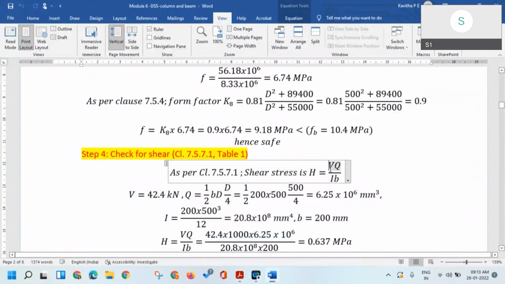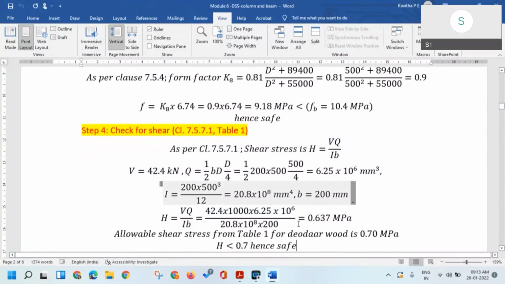I'm calculating H is equal to VQ by IB. V is the shear force value, which we have already calculated at the beginning as 42.4 kilonewton. Then Q is half of B into D by 4, so Q value is 6.25 into 10 raised to 6. Now the I value is BD cube by 12, that is 200 into 500 cube by 12, and B value is 200. Thus I got H value as 0.637.